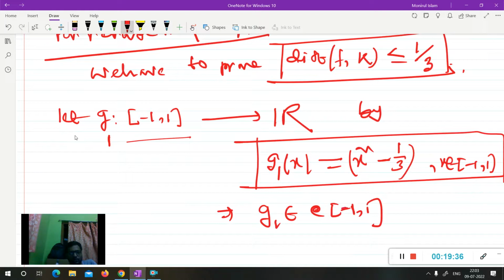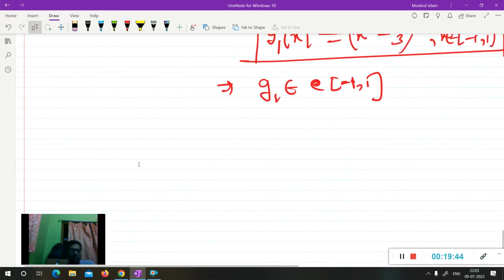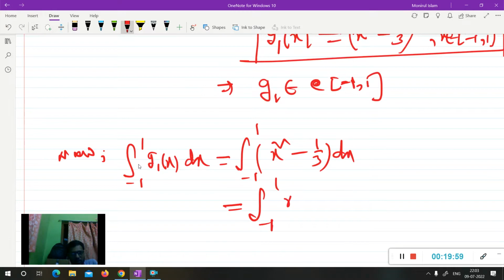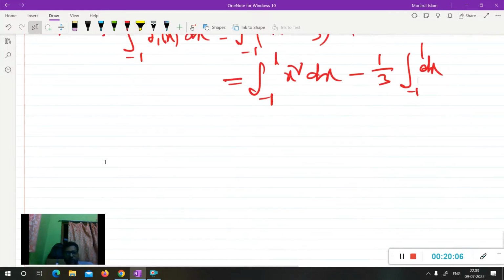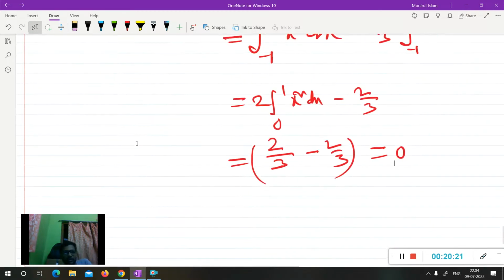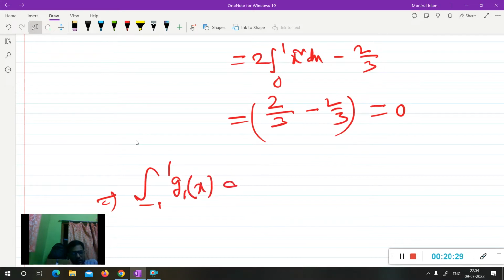Okay, with the supremum norm. Now let us compute the integral from -1 to 1 of g1(x) dx. What is this? This will be the integral of x² minus 1/3 dx. So we integrate separately: the integral of x² dx, and 1/3 will be outside, minus the integral from -1 to 1 of dx. So x² is an even function, so it gives 2 times the integral from 0 to 1 of x² dx, which gives 2/3, minus 2/3, so this gives 0. So what we are seeing is that the integral from -1 to 1 of g1 dx is 0, which means the integral from -1 to 1 of g1(x) dx gives 0.